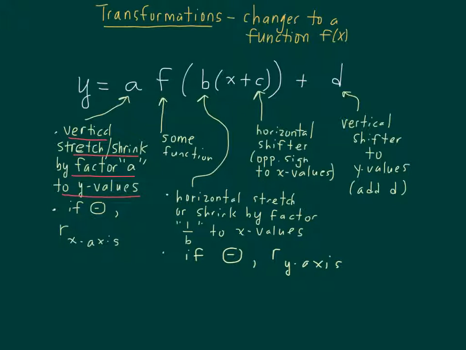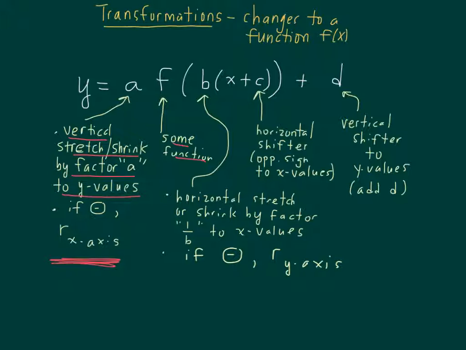Now, if it's a negative, what that really means is we have a reflection over the x-axis. Okay? If you reflect over the x-axis, you are negating the y values. When you see an f in here, that's just referring to some function. Could be something like sine or cosine or the natural log or absolute value, any function out there.